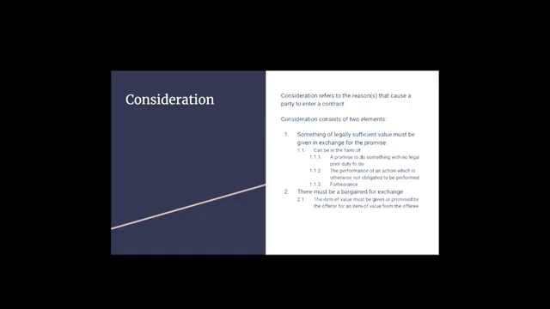The second element is there must be a bargain for exchange, which means that an item of value must be given or promised by the offerer for an item of value from the offeree.